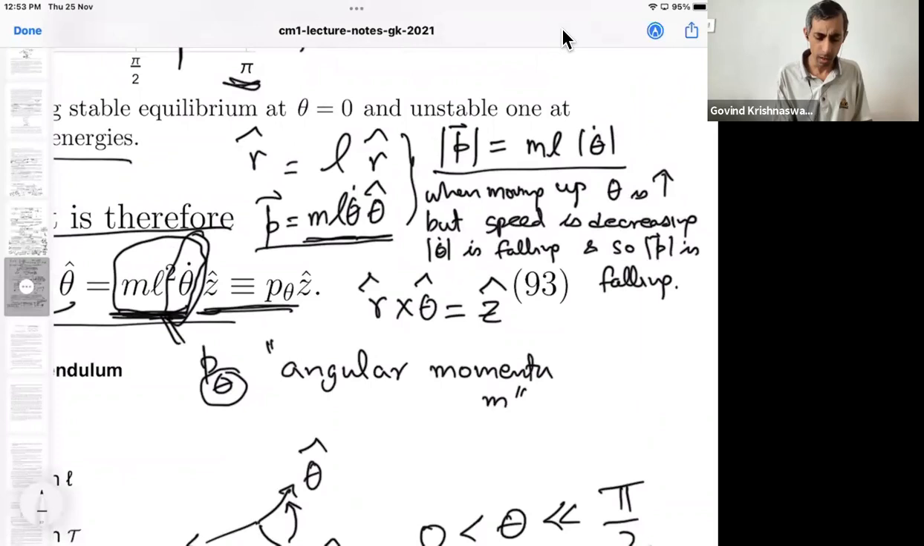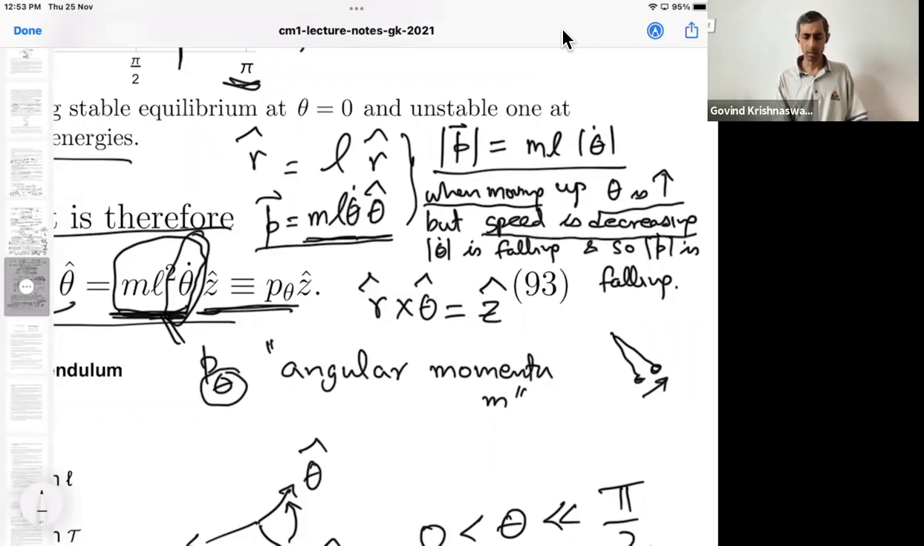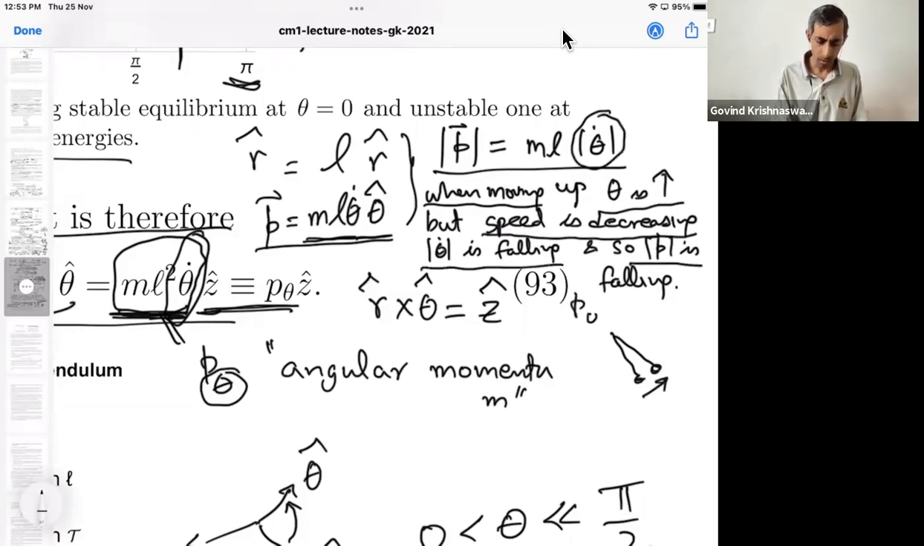When the particle is moving upwards, that is going from here to there in this direction, theta is increasing, but the speed of the particle is decreasing. So theta dot in magnitude is actually falling. And so the momentum is also falling, and P theta, or the angular momentum, is also decreasing in magnitude. So that is the story here.